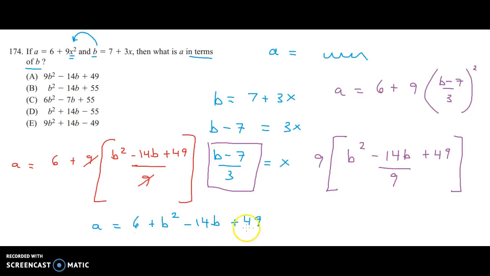Okay, and then let's see, what terms could we combine together? It looks like the 6 and the 49 could go together. We could add those together. That makes 55. So our final answer should be A is the same thing as B squared minus 14B plus 55, which gets us to answer choice D.